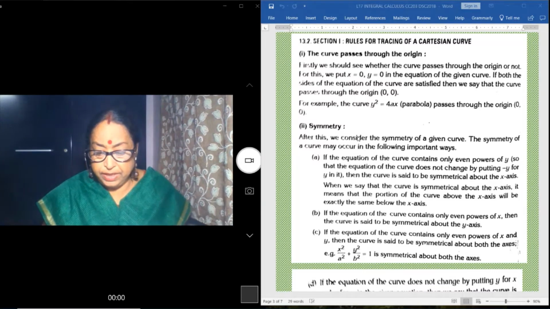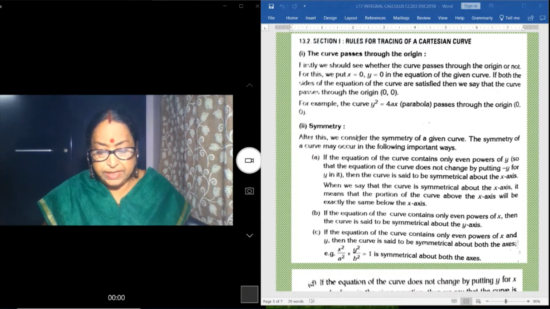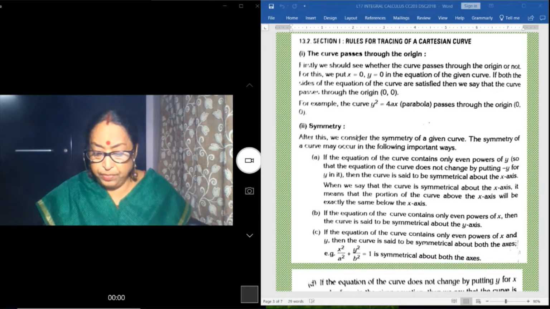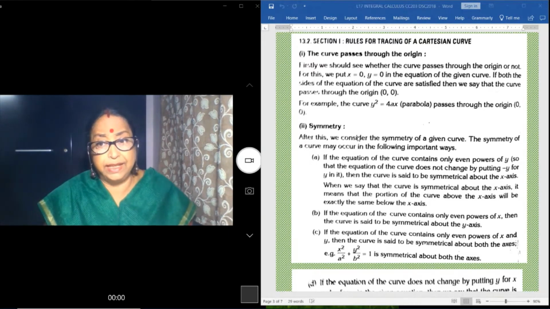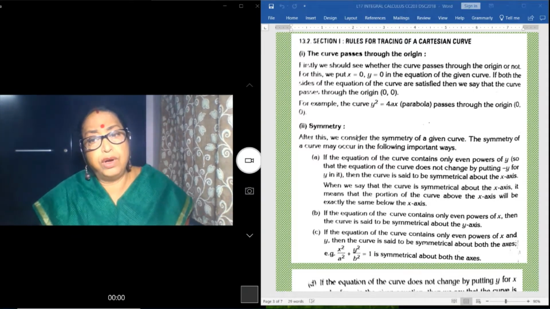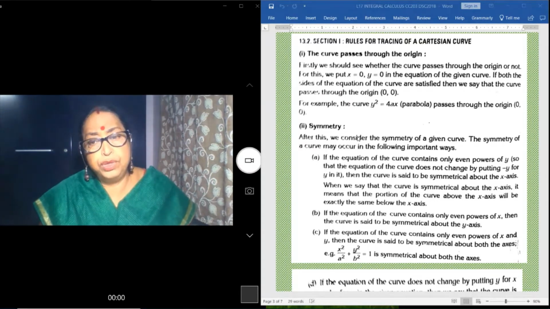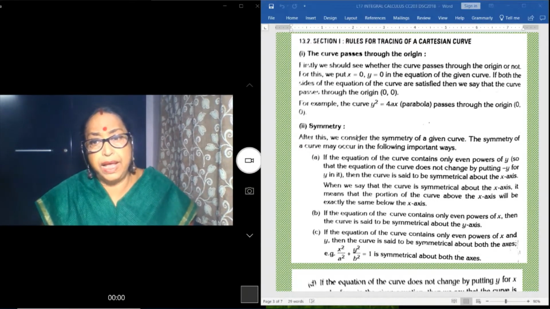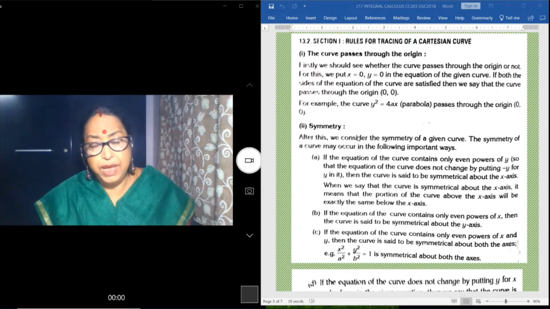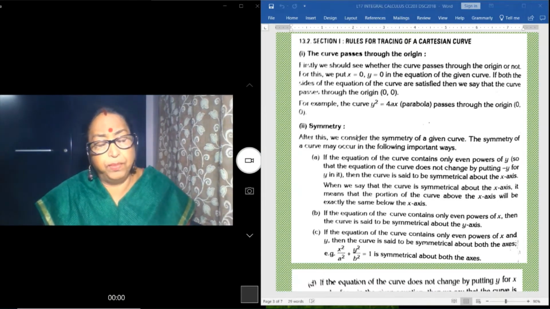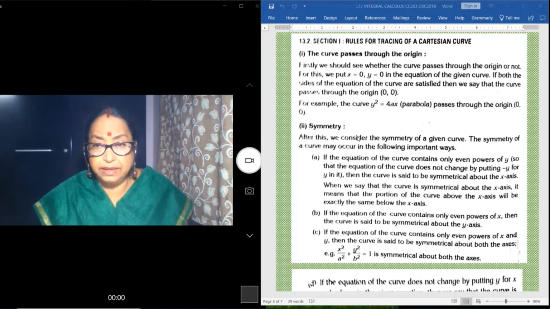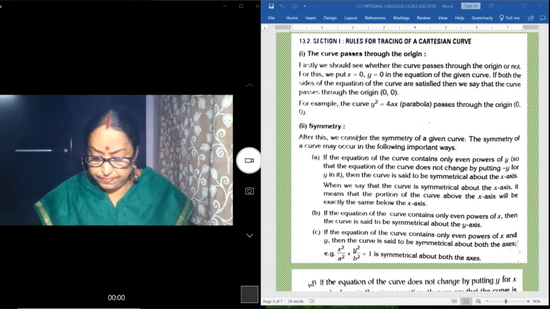First point is rules for tracing a Cartesian curve. First, we have to check whether the curve passes through the origin or not. For this, we put x equal to 0 and y equal to 0 in the equation of the curve. If both sides are satisfied, then we say that the curve passes through the origin.